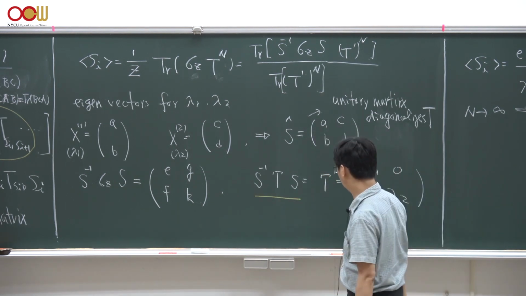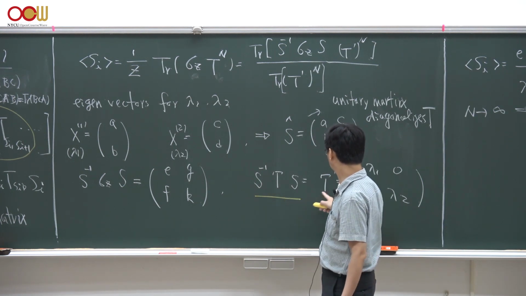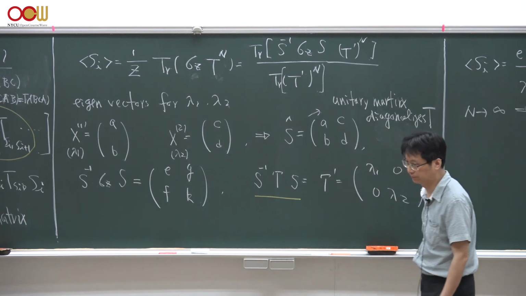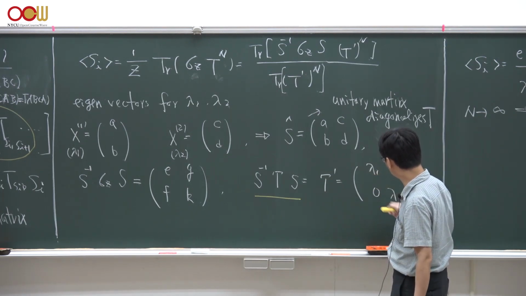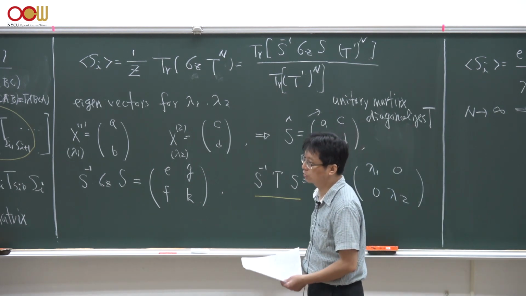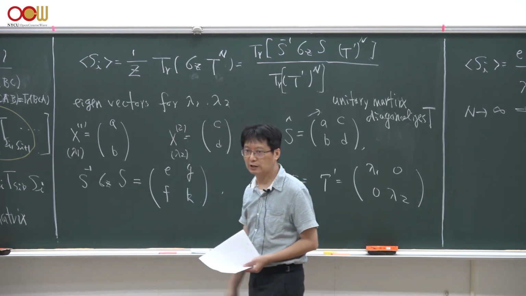Here, when we apply this unitary transformation on this T matrix, the T matrix becomes T prime, but the T prime matrix is actually diagonal. And that's how we find these eigenvalues, lambda 1, lambda 2. And we can also find the eigenvectors associated with these two eigenvalues.